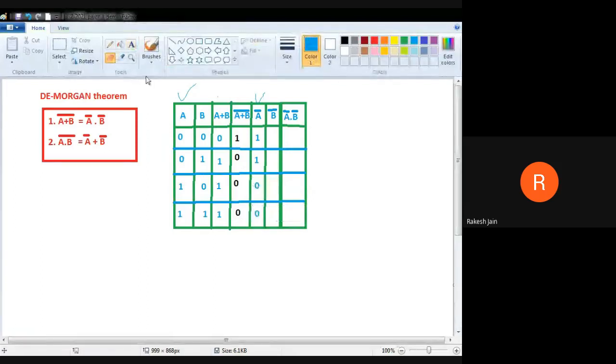Okay, so what is A bar? A bar is just the opposite of A. A is 0, so A bar is 1. A is 1, that's why A bar is 0.